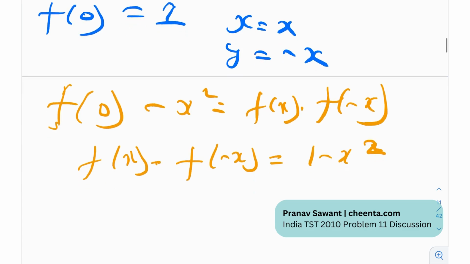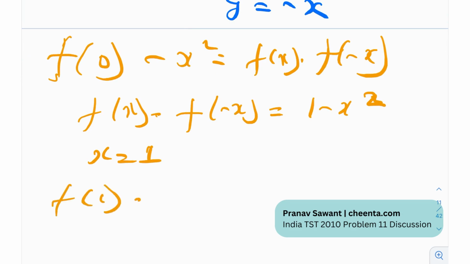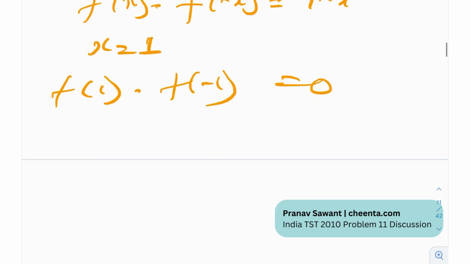At this point you can plug in maybe x equal to 1. So you will get f of 1 times f of minus 1 is equal to 0. Now again we will bifurcate into two cases. Case 1, f of 1 is 0.